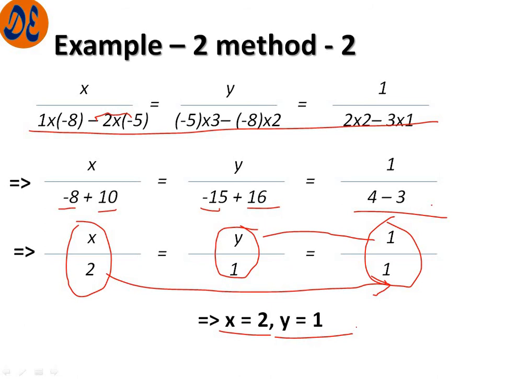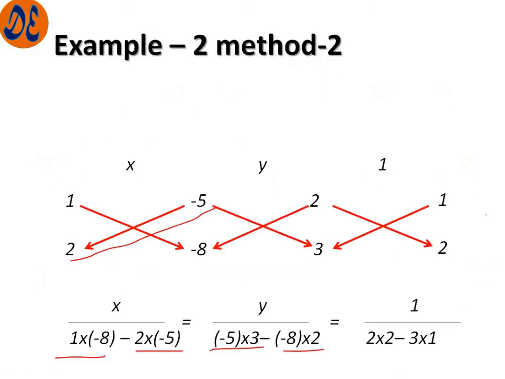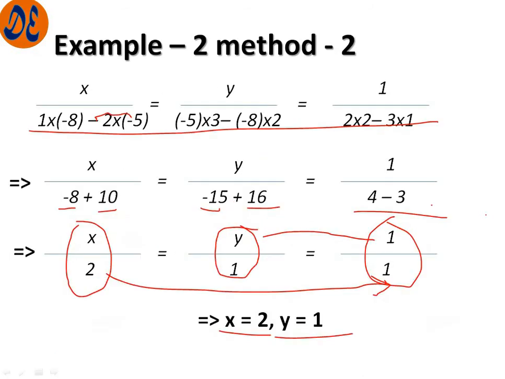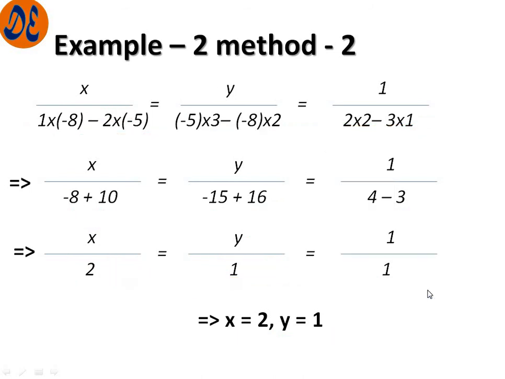So if we look at the earlier one, we have got x is equal to 2 and y is equal to 1 using the formula, and using the shortcut again we have got the same values. So I think now it is very easy for you to understand, and you can solve the equations by the cross multiplication method.